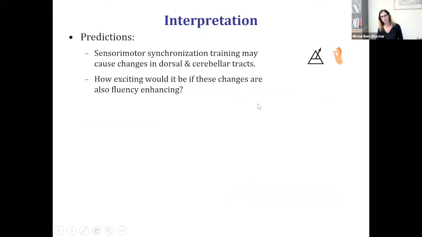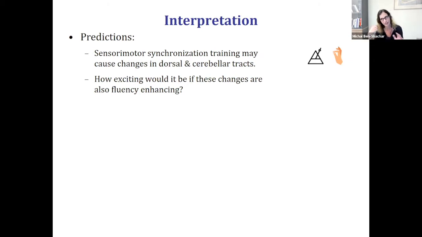I do want to make some interesting predictions, and then I'm going to close. I think, and this is rather speculative, but I think there is a potential prediction that sensorimotor synchronization training might cause changes in the dorsal and cerebellar tracts. And if that happens, how amazing would it be if these changes are also fluency enhancing?